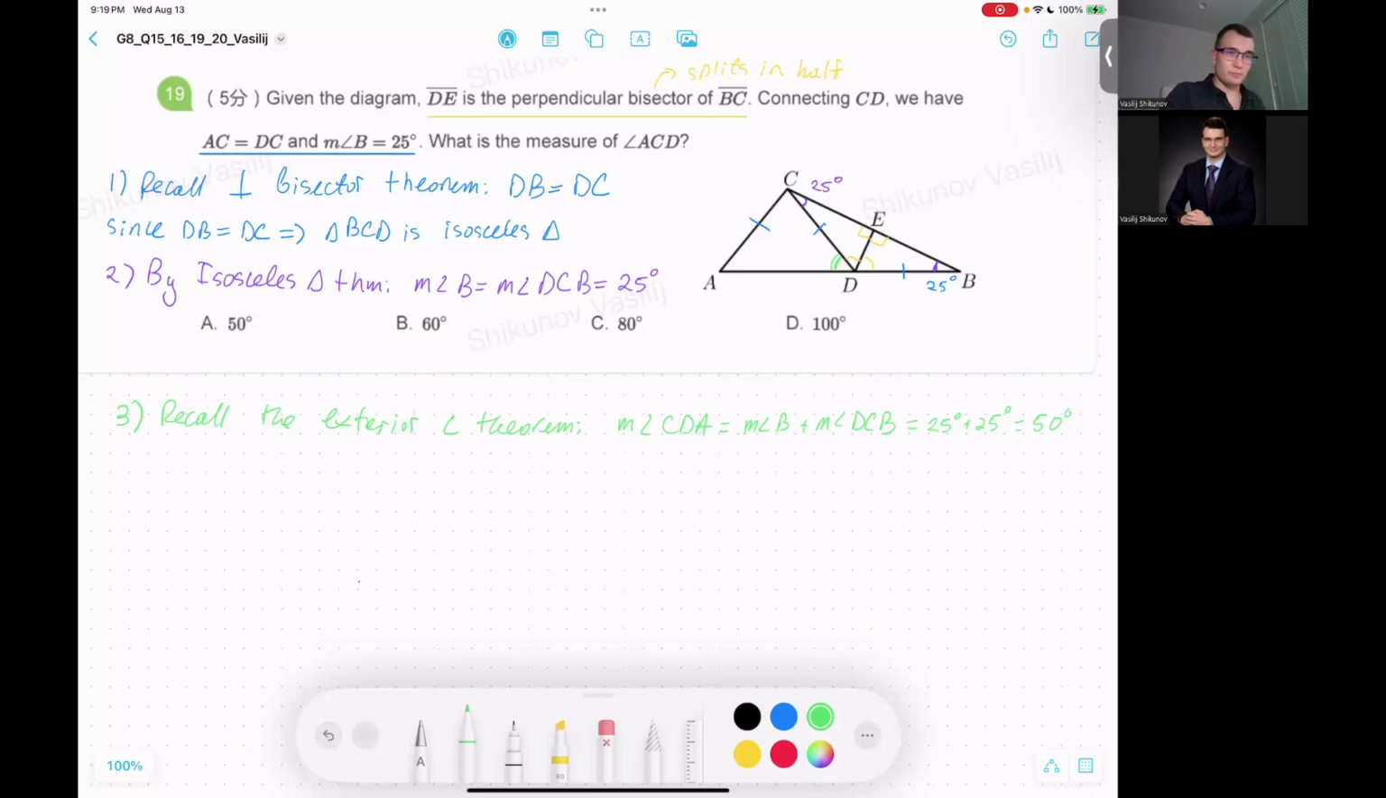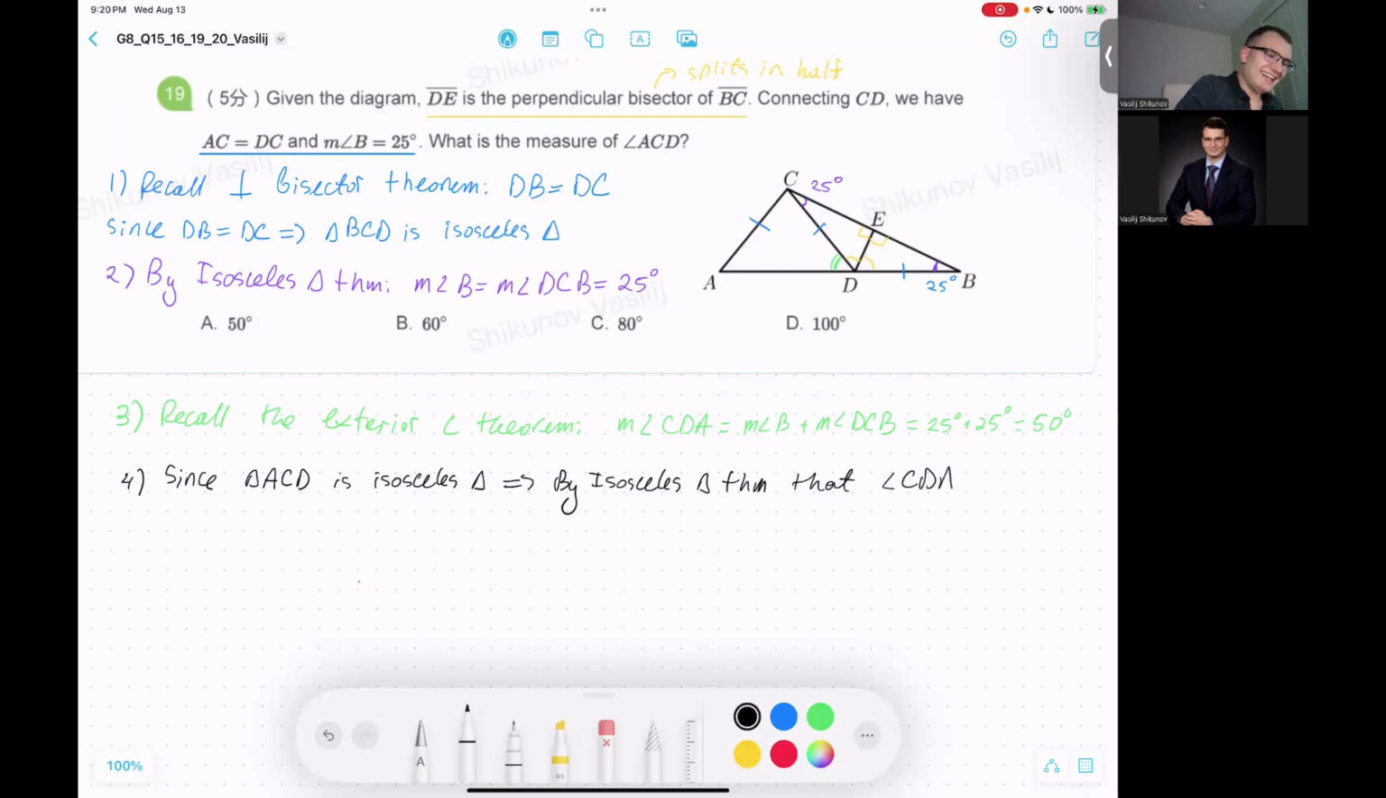Perfect. So now we know that triangle ACD is an isosceles triangle. Since triangle ACD is isosceles, that implies by the isosceles triangle theorem that angle CDA is congruent to angle CAD. Congruent meaning that their measures are equal.